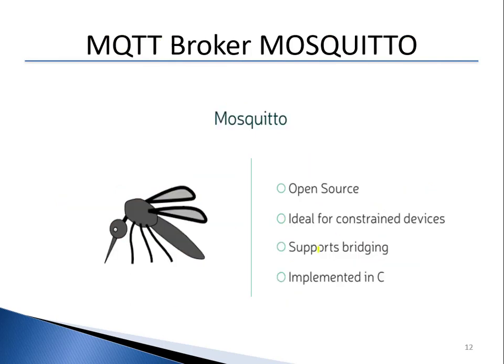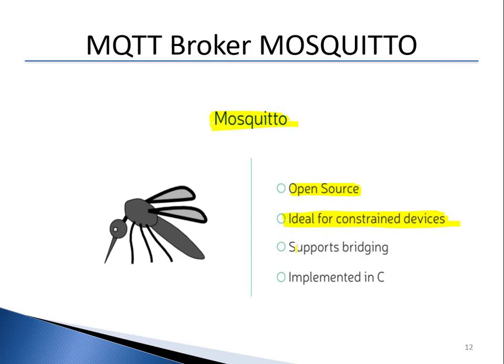The next broker is Mosquitto. Mosquitto is again open source, and you can Google it as well. It is ideal for constrained devices. Whenever you are using battery operated, low bandwidth, low powered or 8-bit devices, you can go with the Mosquitto broker. The earlier broker is a little bit heavier, but Mosquitto is a very lightweight broker.